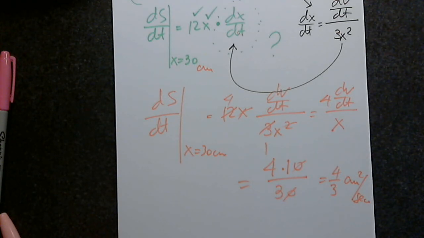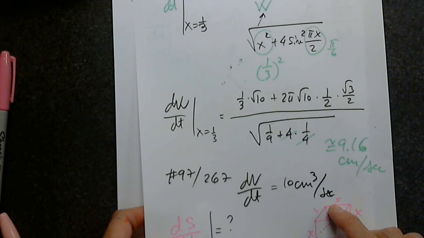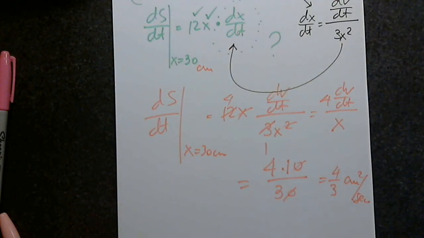Say it again. Oh, was it minutes? I'm sorry. Was it minutes? I wrote 10 centimeters cubed per second. Is it, maybe you're right. Let me look. I'd rather go back and check. Was it seconds? Yeah. Okay. Question.